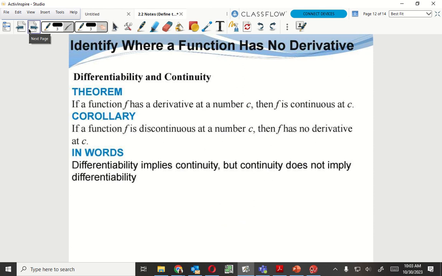Differentiability and continuity. If a function has a derivative at number c, then f is continuous at c. So if I can take a derivative, it has to be continuous. Corollary: if a function is discontinuous at c, if it's not continuous, then no derivative. So if it's not continuous, automatically I cannot take a derivative. Good. Differentiability implies continuity, but continuity does not imply differentiability. Again, all thumbs are fingers, not all fingers are thumbs.